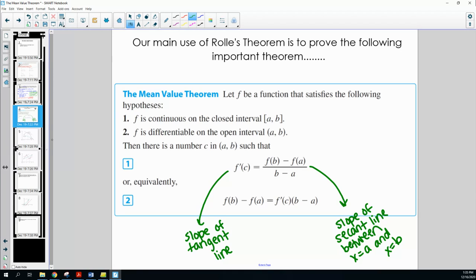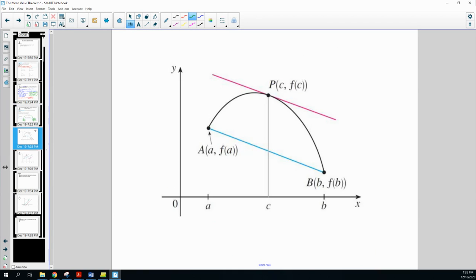To illustrate what I'm talking about, the blue line is the secant line between A and B. The red line is the tangent line at point C. There's some C value here where the slope is going to be the same as the slope of the secant line. Notice that these two slopes are the same, right? These lines are parallel. And you can see that the endpoints a and b are not at the same y value.